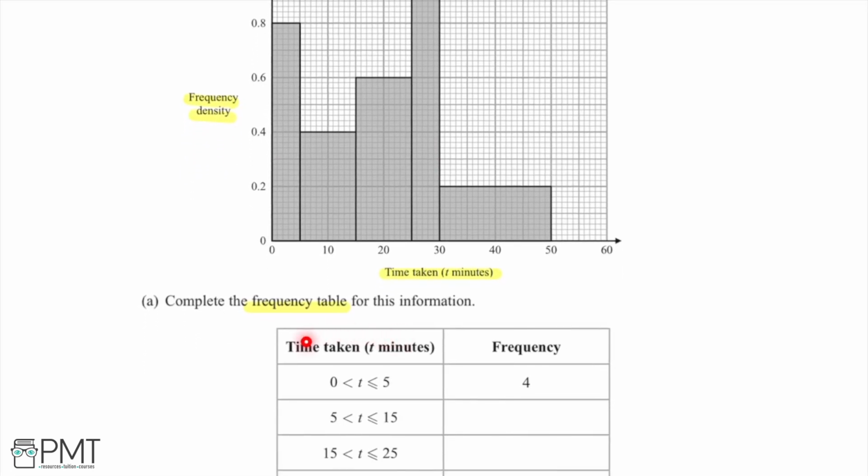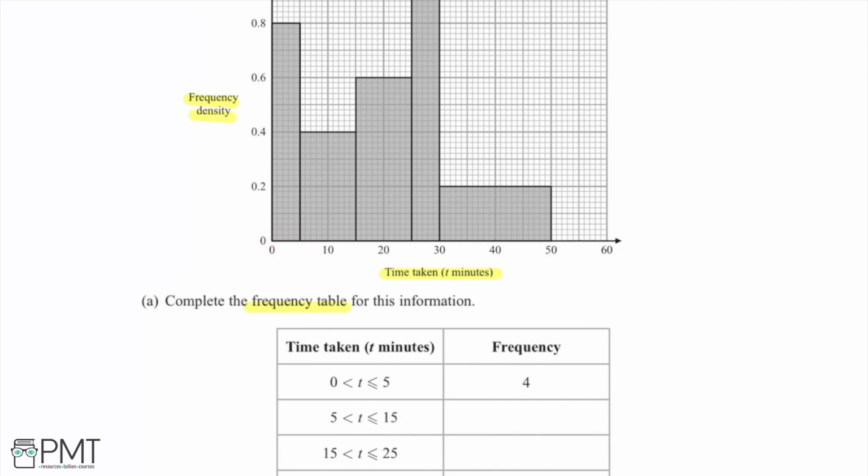If I look at the frequency table, in this column we've got the time taken in minutes, so these intervals which are going to correspond to each bar, and then in the second column, which we need to fill in, the frequency for these bars, for these intervals. So if I have a look at the first one, 0 to 5, that's going to correspond to this bar here, 0 to 5.